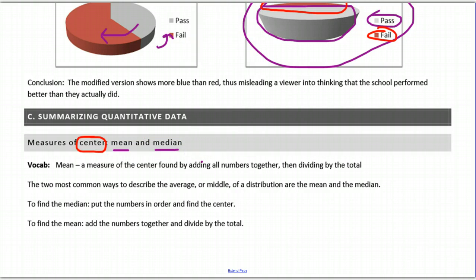So down here we have those definitions for you. The mean, adding them all together and dividing by the total. And then the median is you put all the numbers in order and you literally find which number is in the middle. And it doesn't matter how big or small the other numbers are. The easiest way to look at this is through some examples.